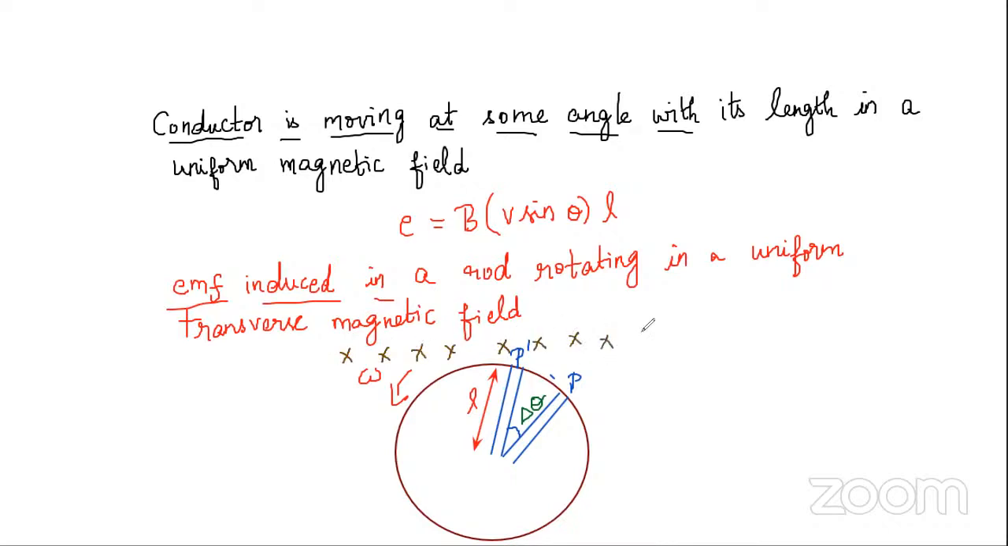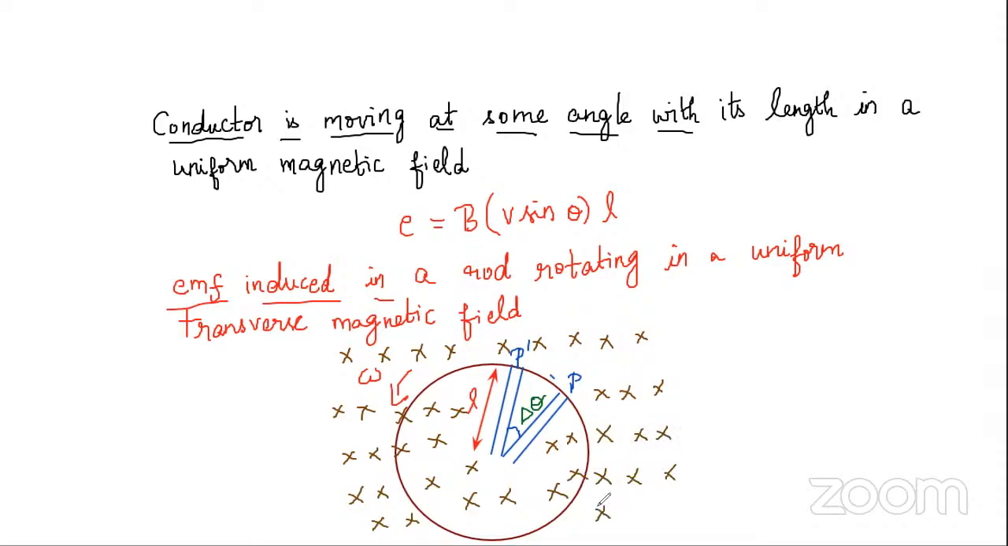So the rod is rotating in the transverse magnetic field. Okay. Inside this circle also the magnetic field exists. The rod is moving now in this transverse uniform magnetic field. The rotation of the rod is having the angular velocity omega. Then what is the EMF? Okay, what is the EMF induced between the ends of this rod?